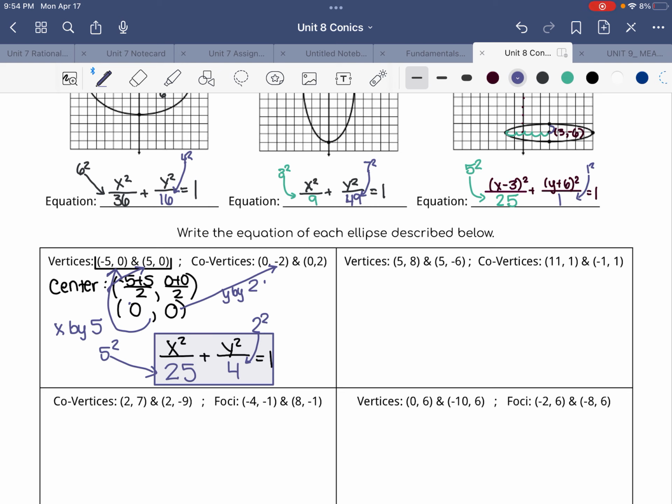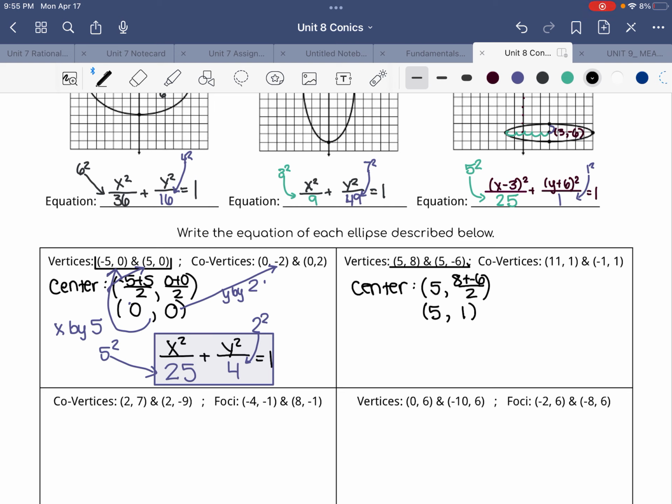Okay, let's keep going and keep trying some more. If you get stuck or need to pause, feel free to rewatch. For the vertices, I have 5, 8 and 5, -6. You'll notice that 5 is the same on both of the vertices. So guess what? That's going to be the first part of the center also. Because halfway between 5 and 5 is 5. But I don't know what the y value is because it's 8 and -6. So I can just add them together and divide by 2. 8 plus -6 is 2. And 2 divided by 2 is 1.